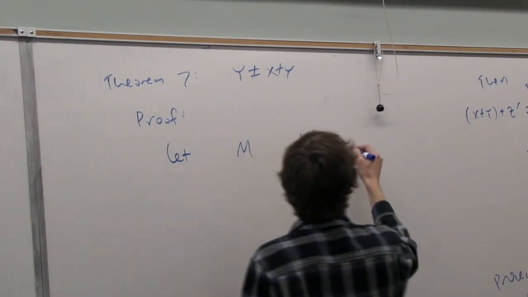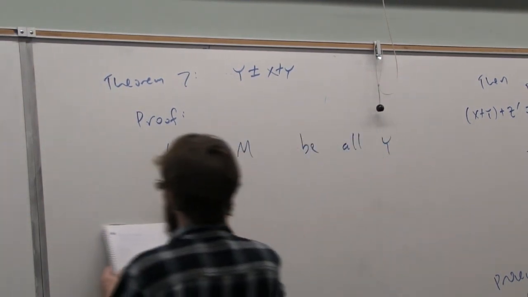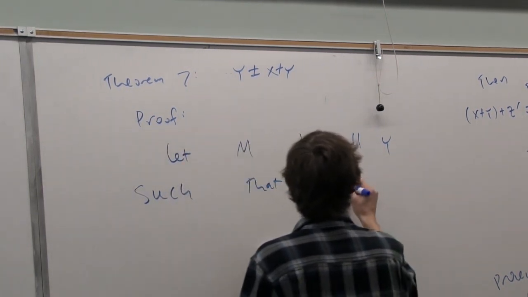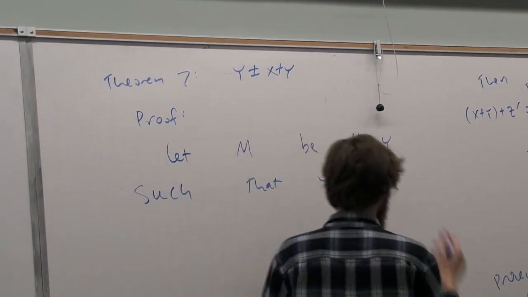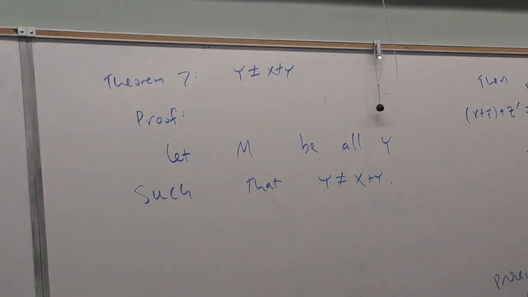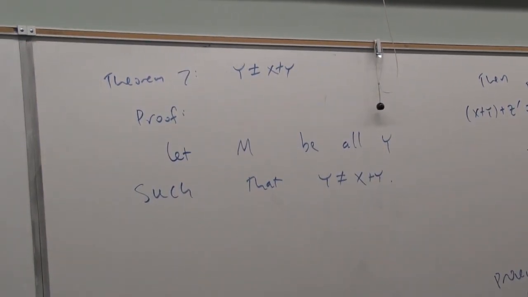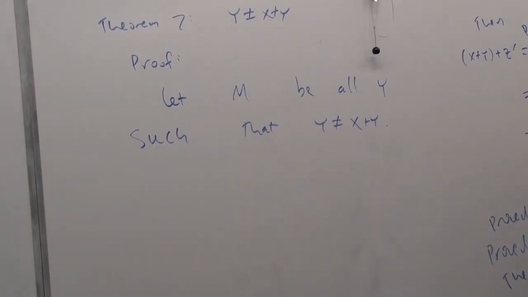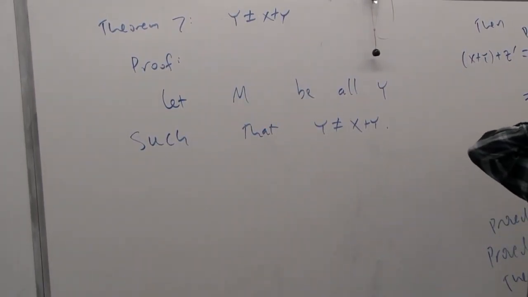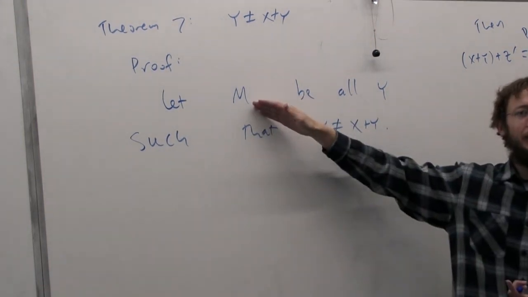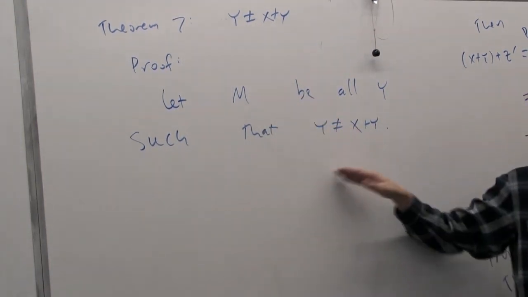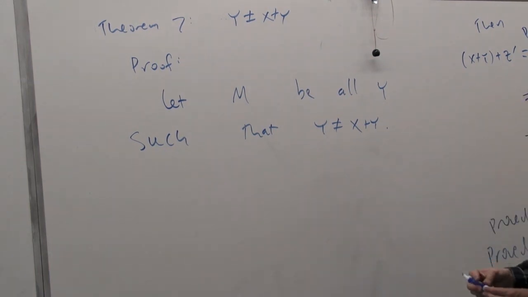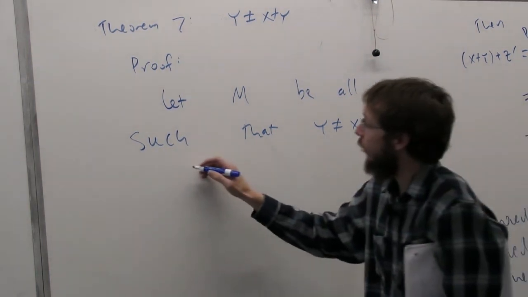So, we're going to let M be all y such that the property holds: y is not the same as x plus y. Repeating myself for the millionth time, for all we know, M could be empty. Maybe it's the case that these things are always equal. And it turns out that no. We can show that 1 is in M.